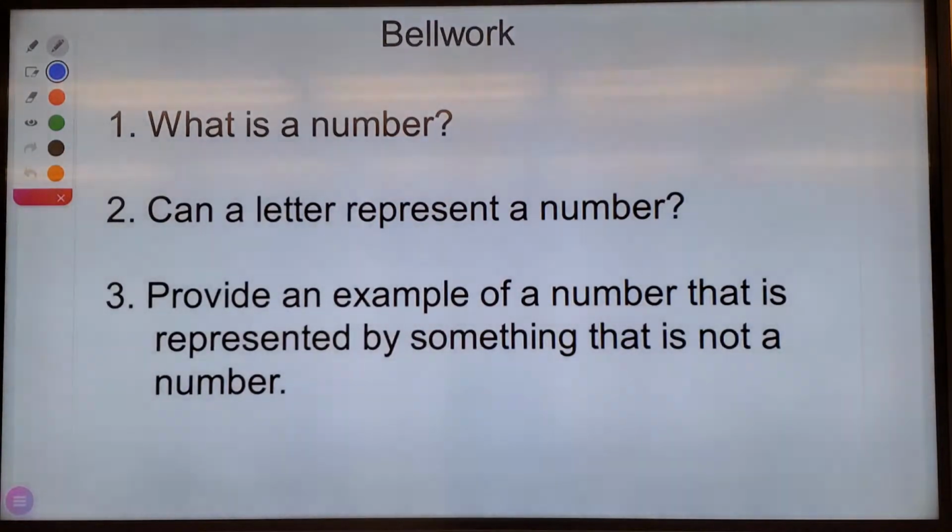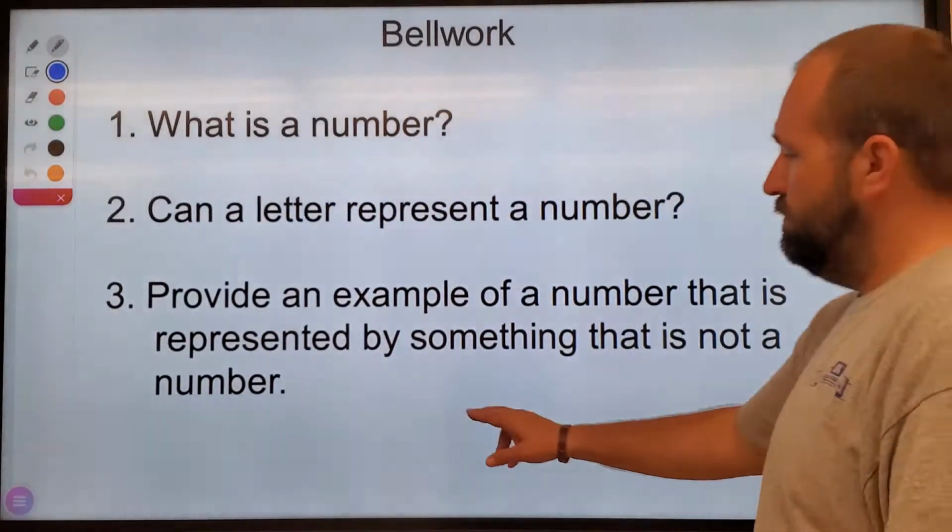Number 3, provide an example of a number that is represented by something that is not a number, okay? And then let me go ahead and add to that. Let's do one that's not represented by a number as well as not represented by a letter, okay? I don't want a variable here. So number 3, you would have pi.